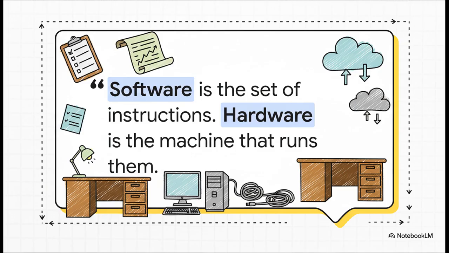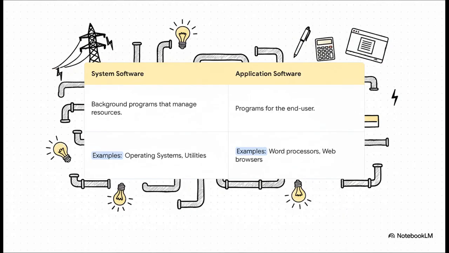And the software? Well, that's your to-do list, your projects, all the instructions for the tasks you need to get done in that office. Now, software itself is kind of split into two types. First, you have system software. In our office analogy, this is like the building's hidden infrastructure, the electricity in the walls, the plumbing. You don't actively think about your operating system, but without it, absolutely nothing works.